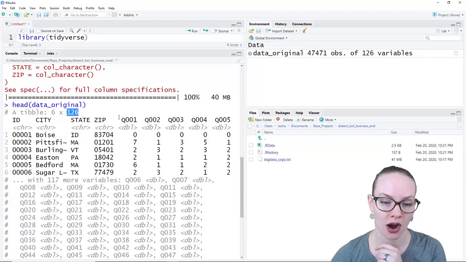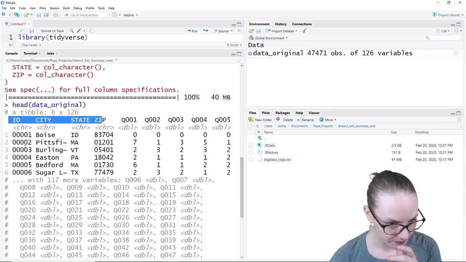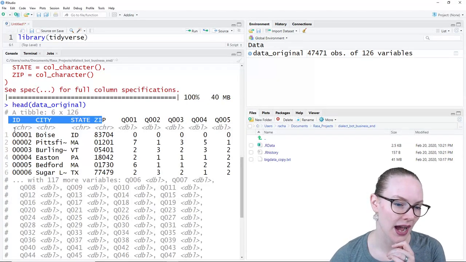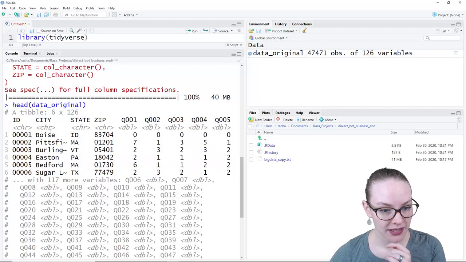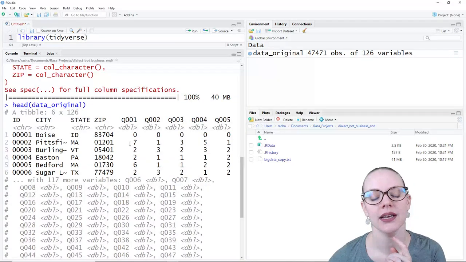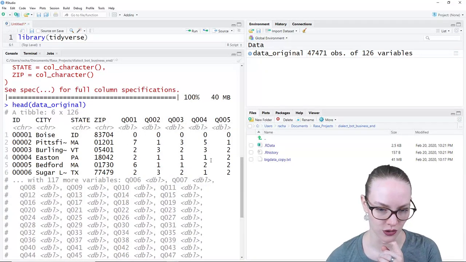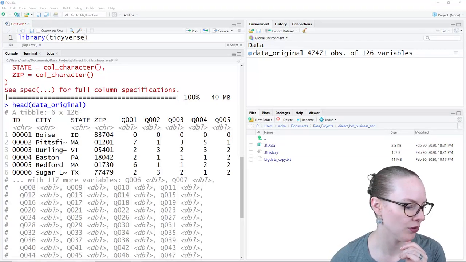And the first four columns are information on the person who filled out the original data survey. So you can see we have the ID of the participant, the city that they're from, the state that they're from, and then the zip code. And then we have their answers to their questions. And these were originally done as multiple choice questions.